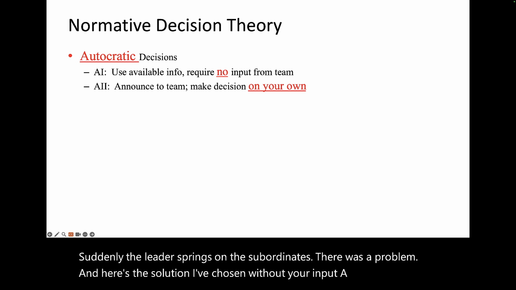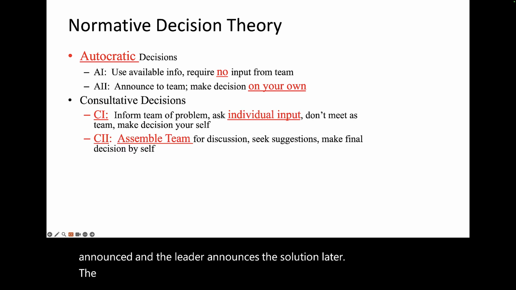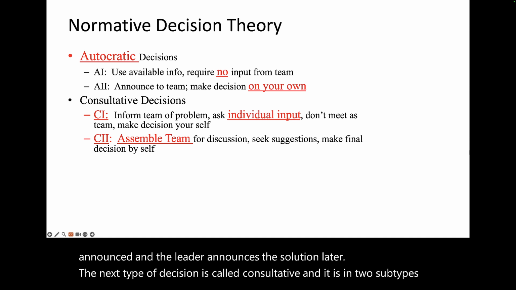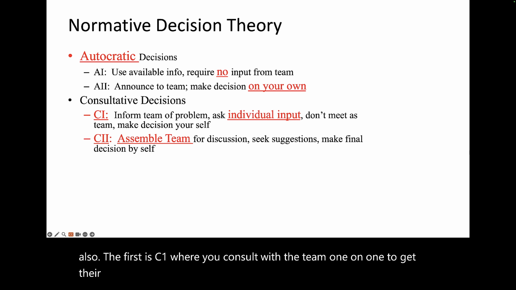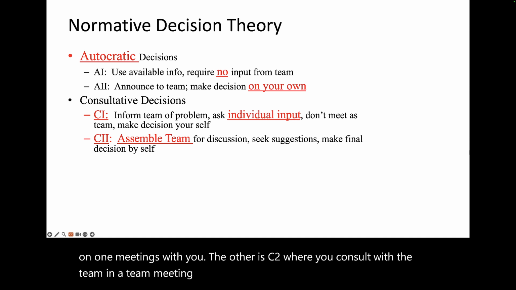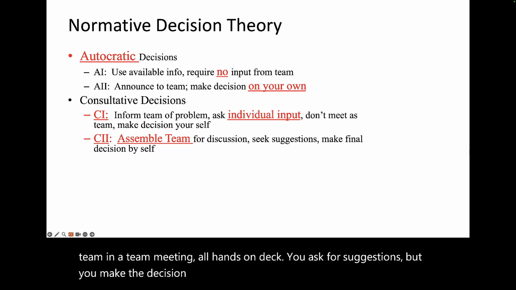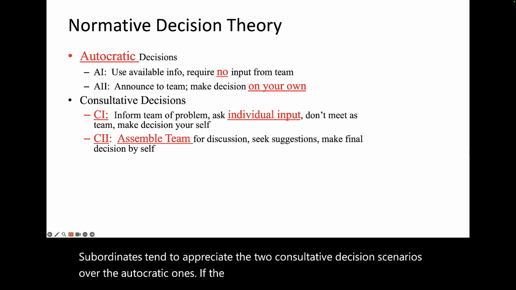The next type of decision is called consultative, and it has two subtypes also. The first is C1, where you consult with the team one-on-one to get their input, but you make the decision yourself. Others give input one-on-one with you. The other is C2, where you consult with the team in a team meeting, all hands on deck. You ask for suggestions, but you make the decision yourself. Subordinates tend to appreciate the two consultative decision scenarios over the autocratic ones. In the consultative scenarios, the leader gets information from others. Sometimes it's good info, and sometimes it's bad info.